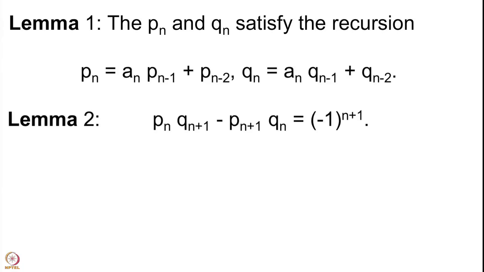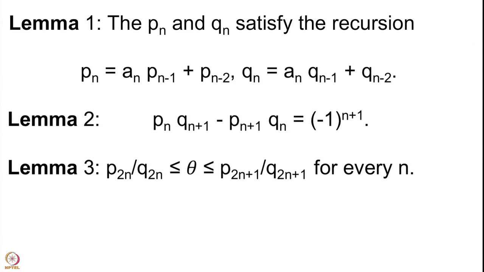The third lemma says that our theta which we had started with is sandwiched between any two successive convergents, and the sandwich is such that the even convergent is less than or equal to theta and the odd convergent is bigger than or equal to theta. So, if these are converging to theta, which we are going to prove, the convergence happens in the following way, that you start with the integral part of theta which is on the left hand side.